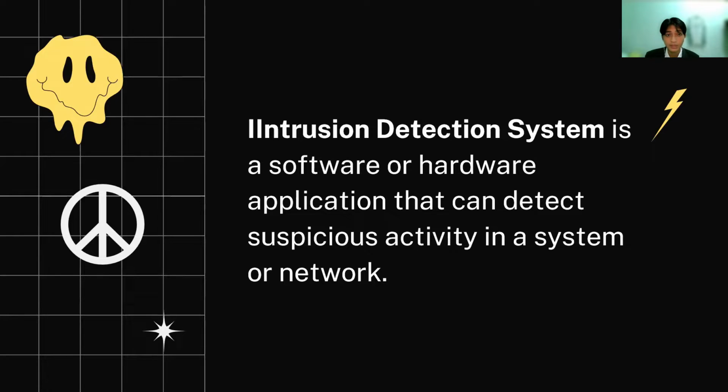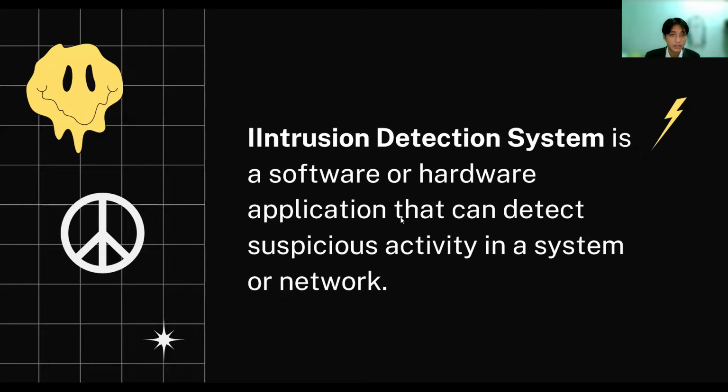Intrusion Detection System is a software or hardware application that can detect suspicious activity in a system or network. IDS has four types. First, network-based, or NIDS. Second, wireless local area network, or WLAN, IDS. Third, network behavior anomaly detection, or NBAD. And the fourth, host-based, or HIDS.